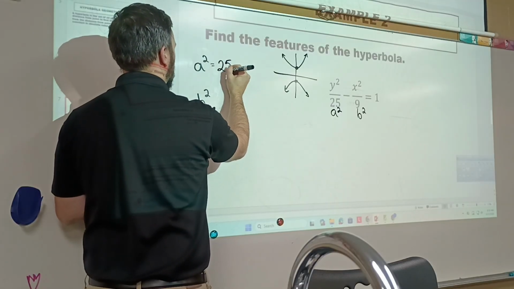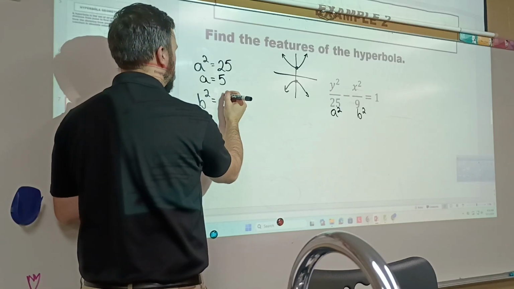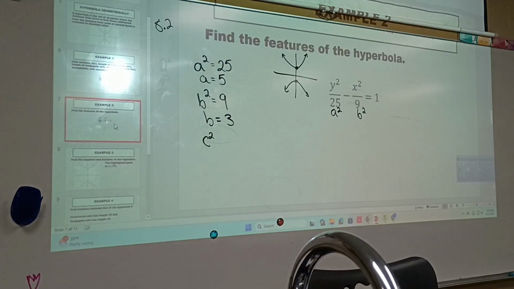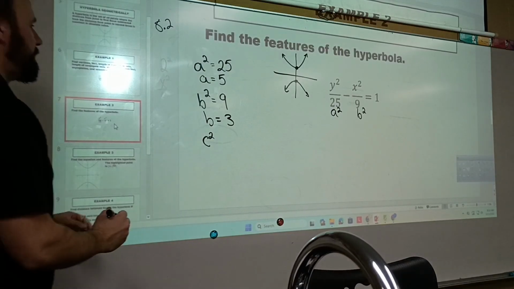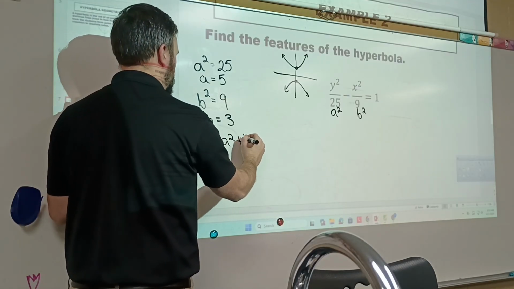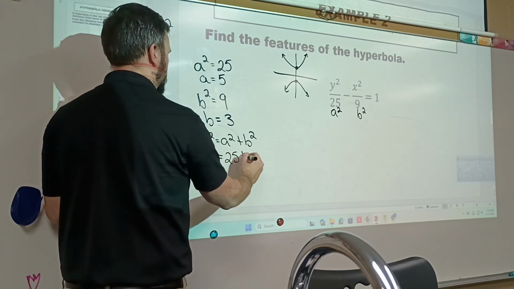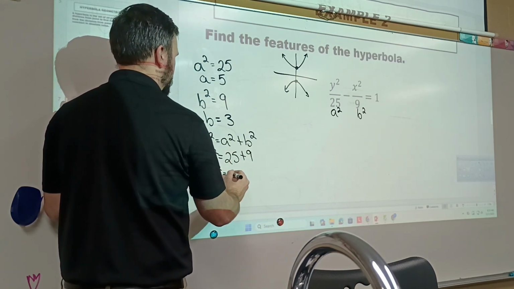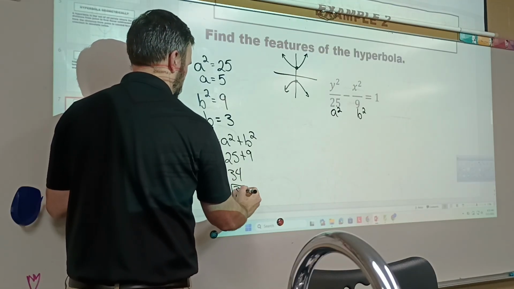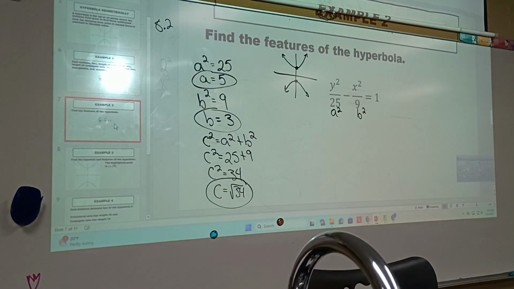So a squared is 25. So a would be 5, square root both sides. b squared is 9. Square root both sides and get b is 3. So here I'm going to do c squared equals a squared plus b squared. All right, so c squared is 25 plus 9. c squared is 34. So c is square root of 34. Again, use decimals if you're doing the Moodle thing. And once you have your a, b, and c, this isn't so bad, okay?